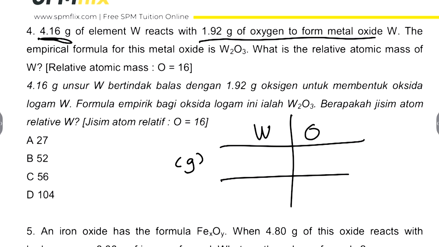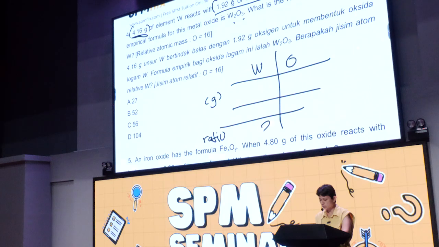It reacts to form a metal oxide, so you have to calculate properly. The question is not asking you the mass. The question is asking you what is the molar mass. So, do you have the ratio? Yes. There. W2O3. 2 to 3. 4.16, 1.92. Over what? Don't know. That's what you're looking for. Over 16. Okay?